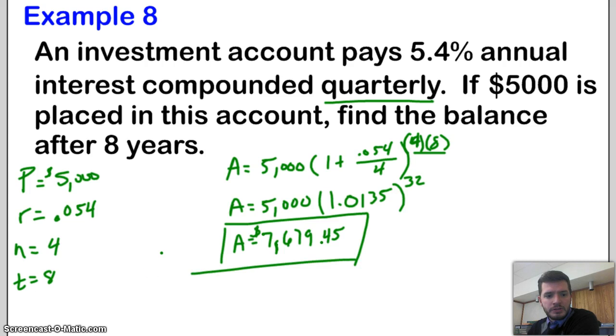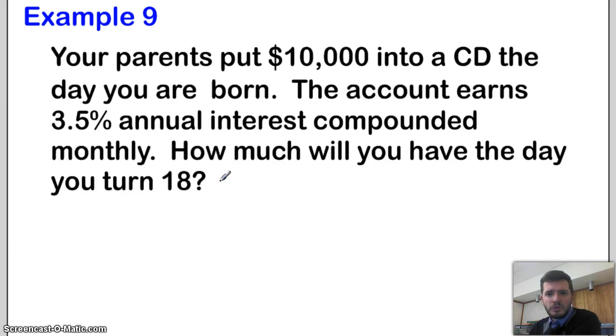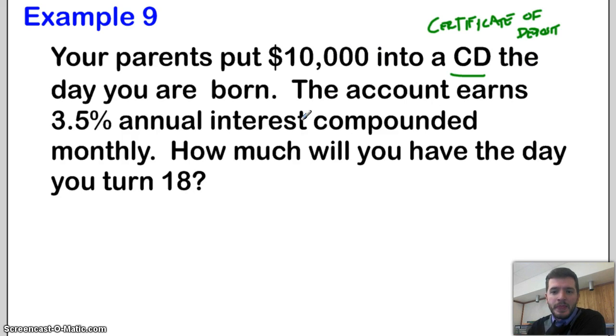Okay, let's do one more. All right, so your parents put $10,000, man, wouldn't that be nice, into a CD. This stands for Certificate of Deposit. Apparently I cannot spell certificate. Certificate, got it. I've had a long day, don't judge me. Certificate of Deposit is just a method of investment. It's just one of many ways that you can do it.